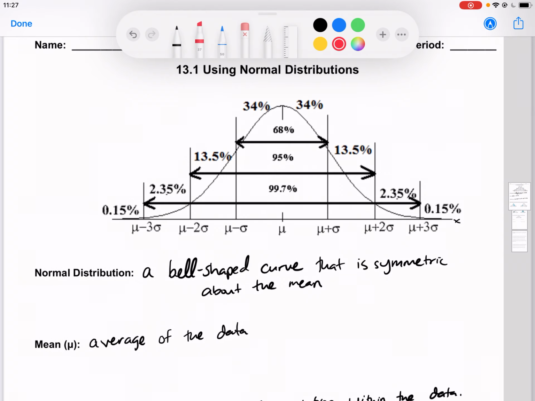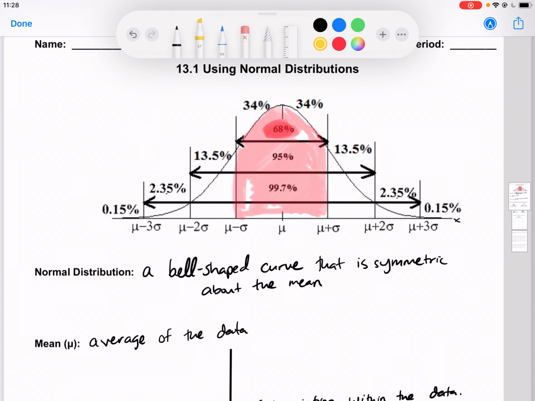Then we've got these percents. The cool thing about normal distributions is that the area under the curve roughly follows the exact same pattern every single time. The pattern is that the area within 1 standard deviation of the mean, in this range, is always going to be 68% of the total area. When you apply it to statistics, that also tells us that 68% of our data will lie within that location.